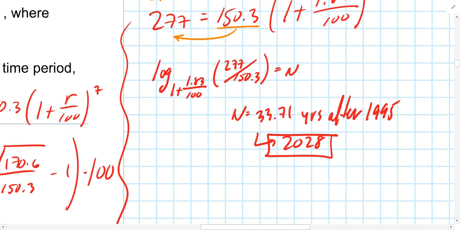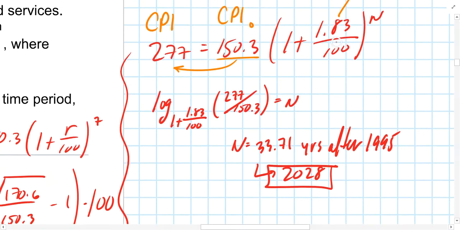So I'm going to rewrite the remaining exponential expression as a logarithm, and the logarithm has the same base as the exponential, so 1 plus 1.83 divided by 100 is the base, and we're evaluating this at the result, the value that's over here on the left side of the equation. Now keep in mind that the value is not 277 anymore, but it's 277 divided by 150.3 because that number had to be moved first.